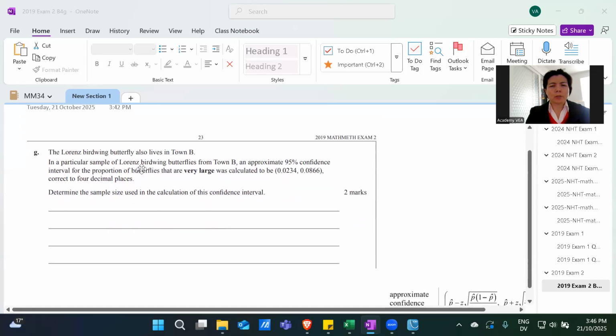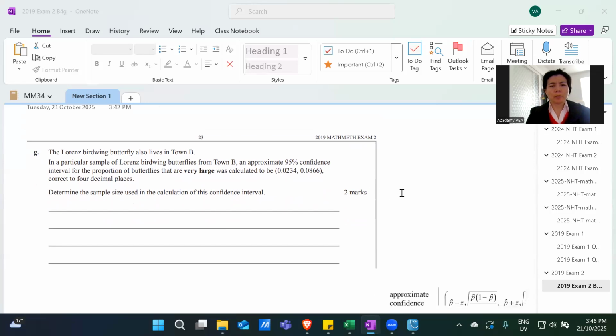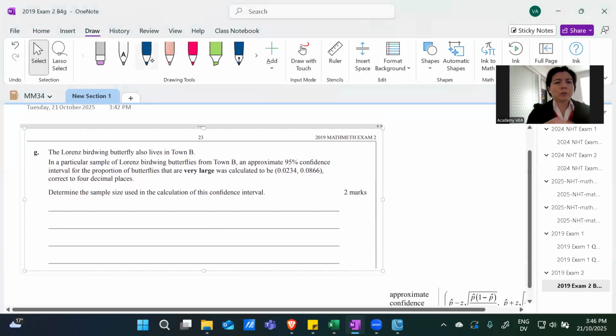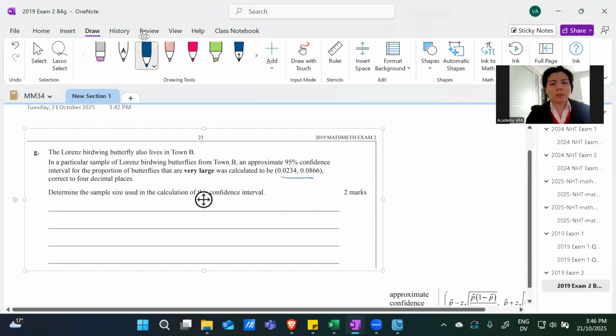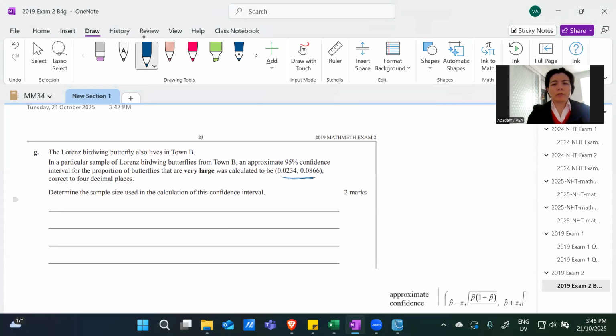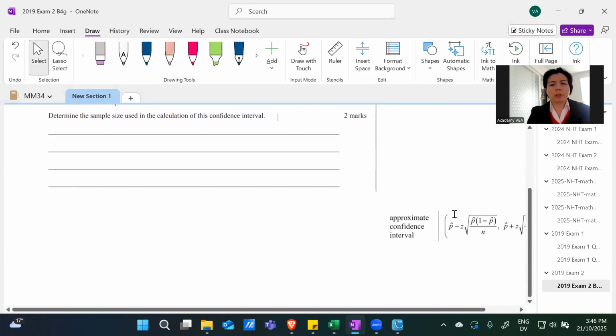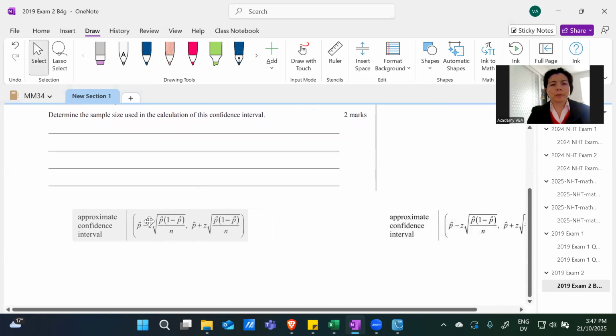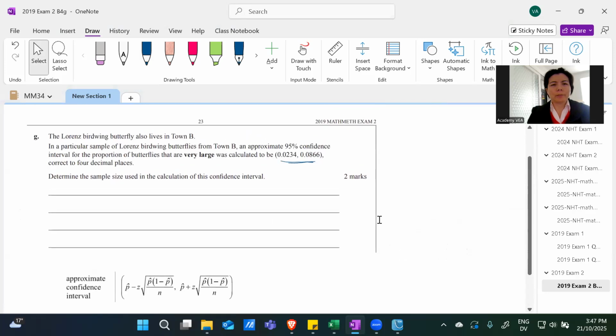Let's get stuck into it. We have a particular sample of bird wing butterflies. This part is completely independent of the other parts, and so you have a completely different proportion that's been used to get this interval here. So the relevant formula from the formula sheet is this one, which you would use here.